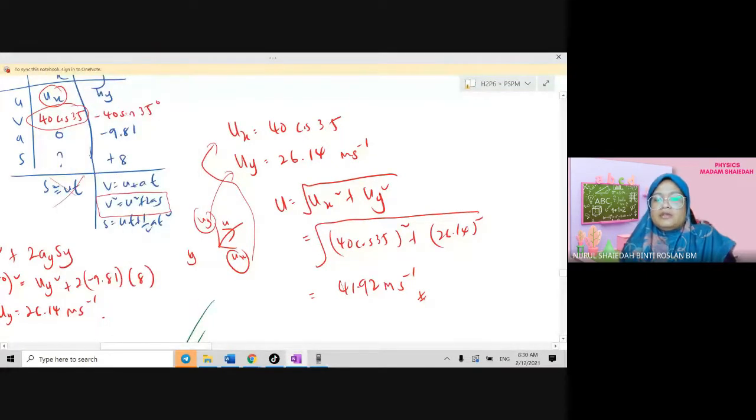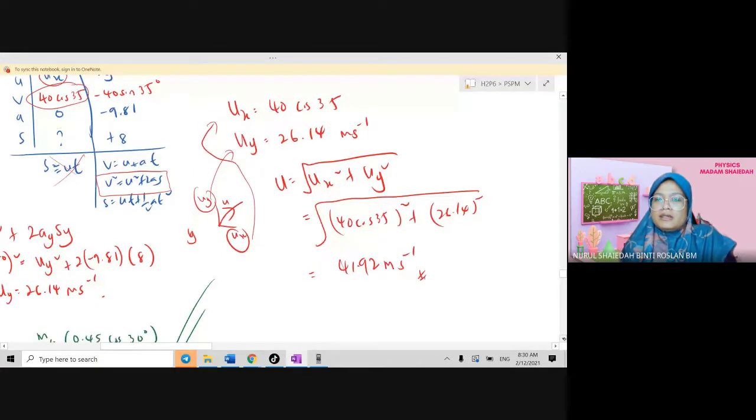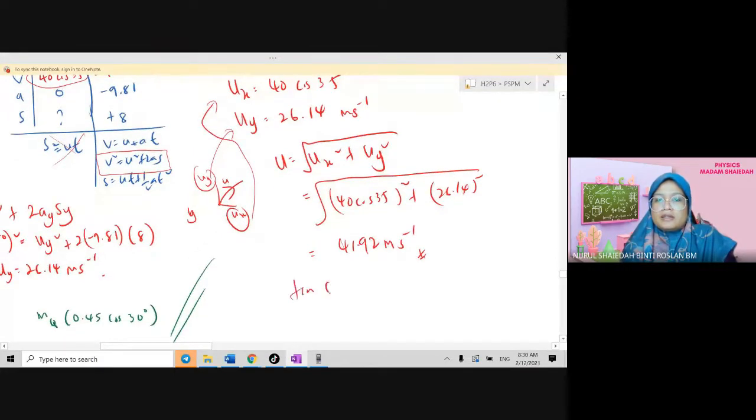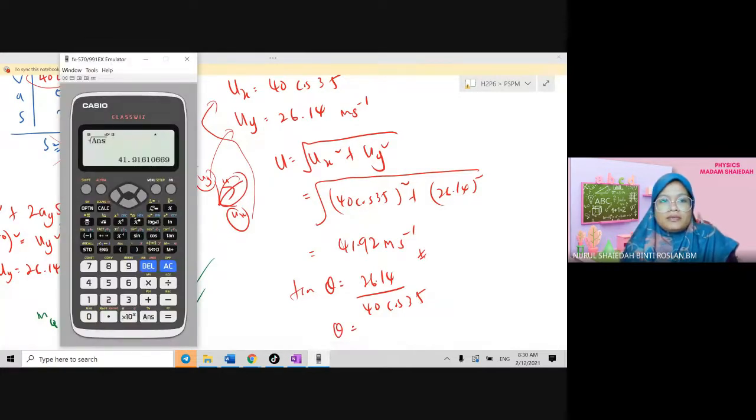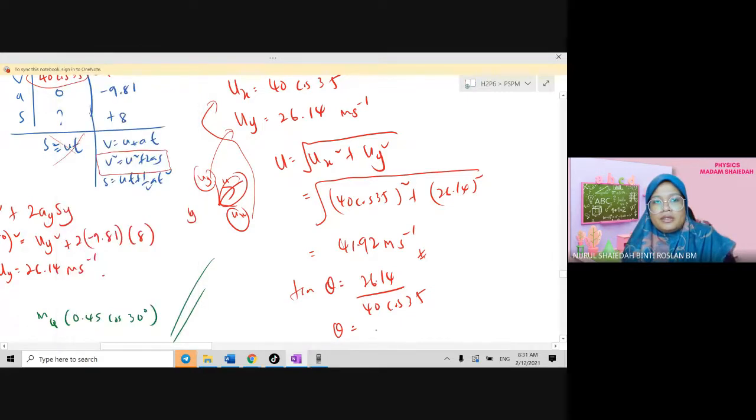Okay. Then you need find the direction lah sebab dia adalah ada angle. So you use tangent theta lah. Tangent theta is 26.14. You just divide by 40 cos 35. But your uy sebenarnya ke atas lah sebab dia adalah going up, right? Dia going up, semua positif lah, tak ada masalah. So my angle become shift tangent 26.14 divided by 40 times cos 35. Okay, so saya dapat 38.58.